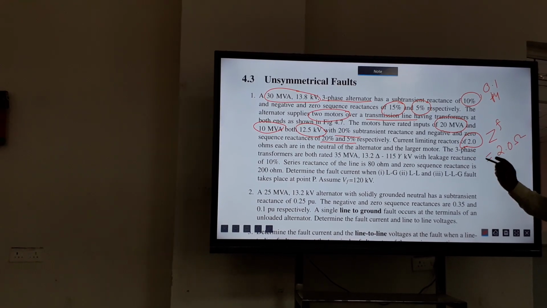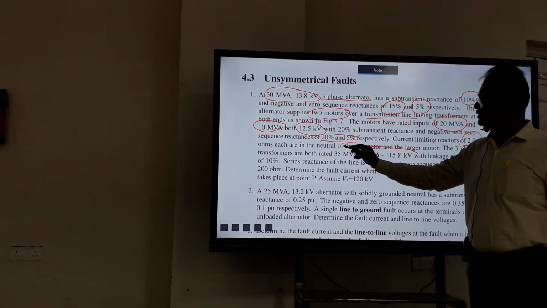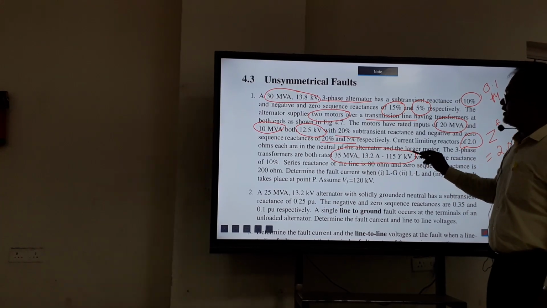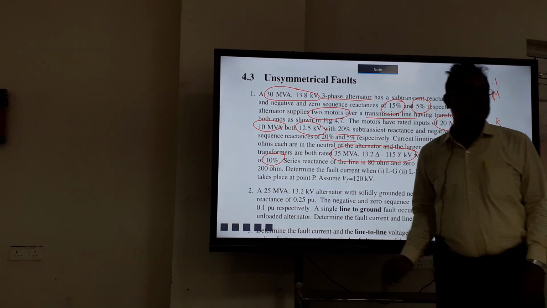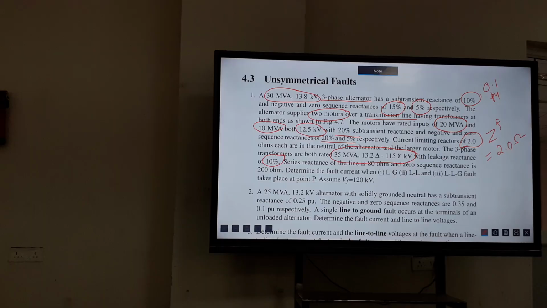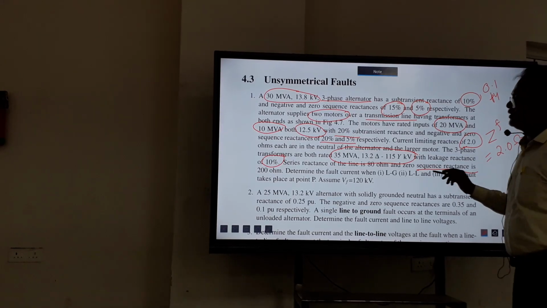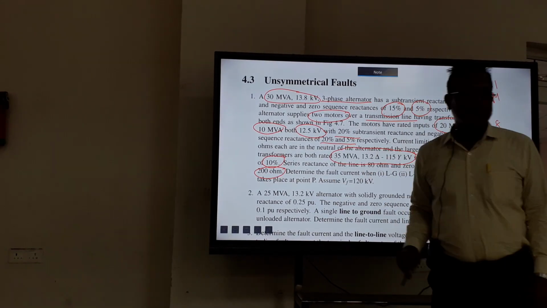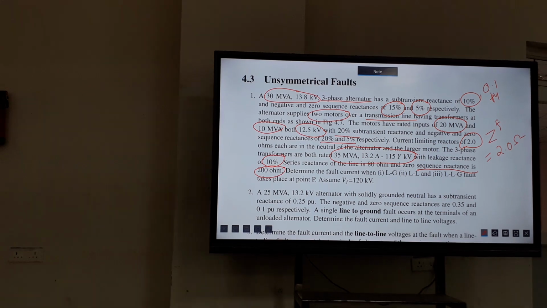The three-phase transformers are of this rating with leakage reactance of 10%. That means the positive and negative sequence reactance is 0.1 per unit. Zero sequence reactance is 200 ohm.